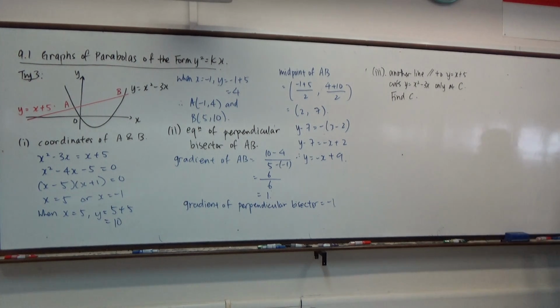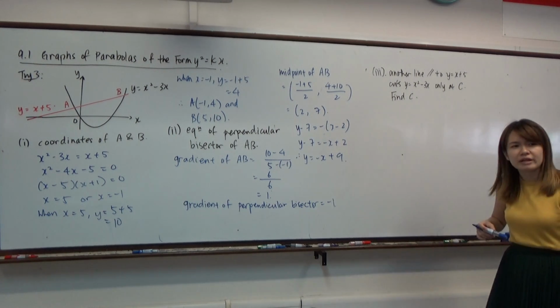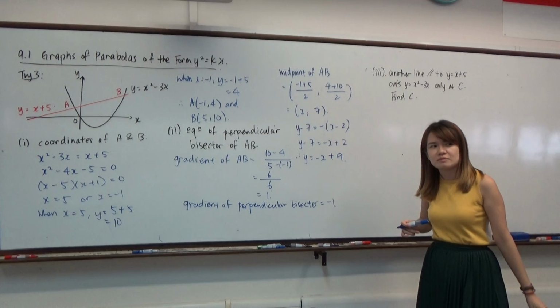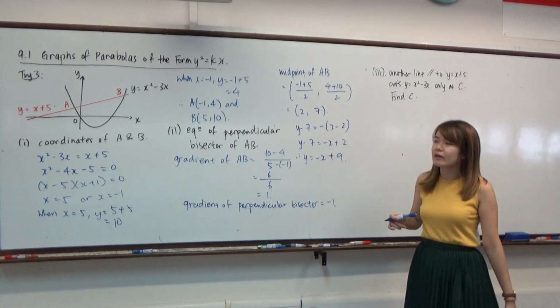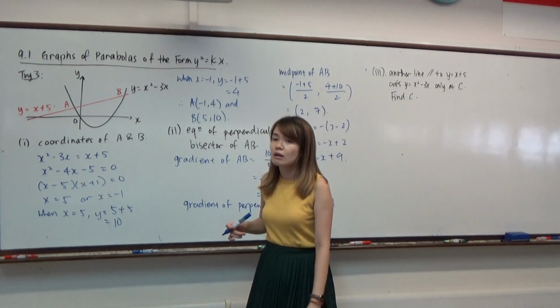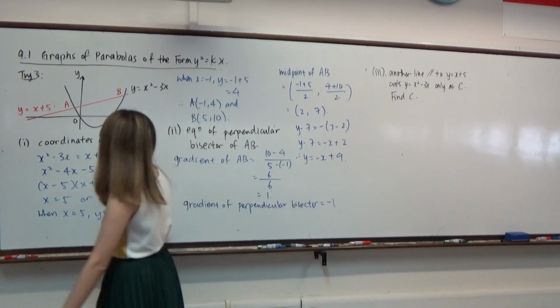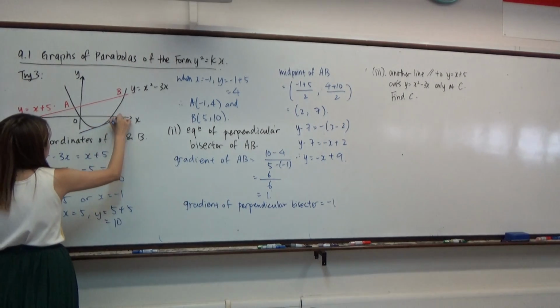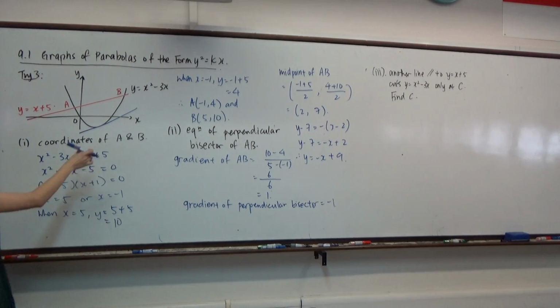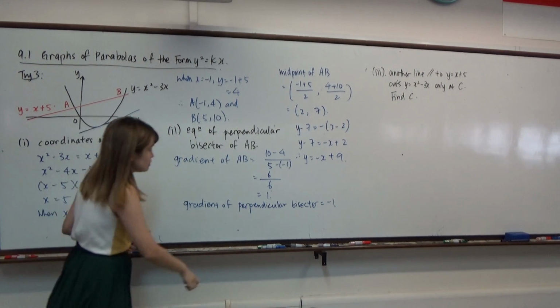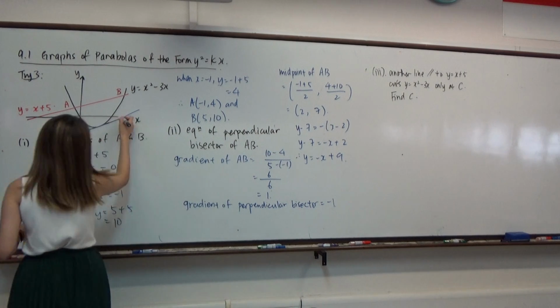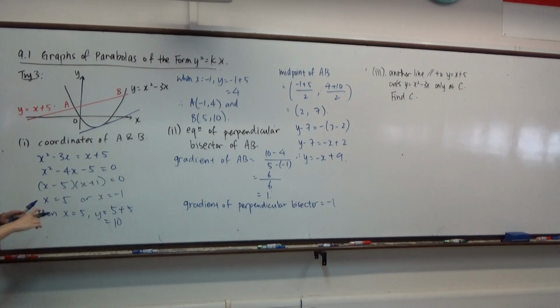Will this parallel line actually cut the minimum point? Must it? If it cuts the minimum point, then what should the gradient be? 0. Then will it still be parallel to y equals x plus 5? No, right? So what kind of line will it be? A tangent line, since it only cuts at 1 point. So don't always assume that it cuts the minimum point.